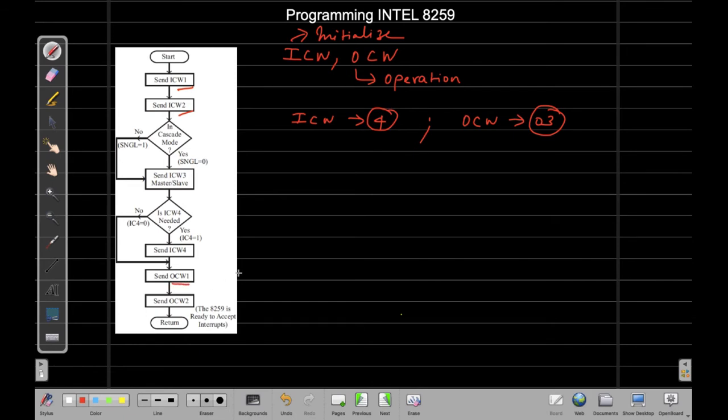We will start with OCW1 and OCW2. OCW3 will be sent based on the requirement. If there is a need, we will transmit, otherwise we will stop with OCW. So this is the sequence.